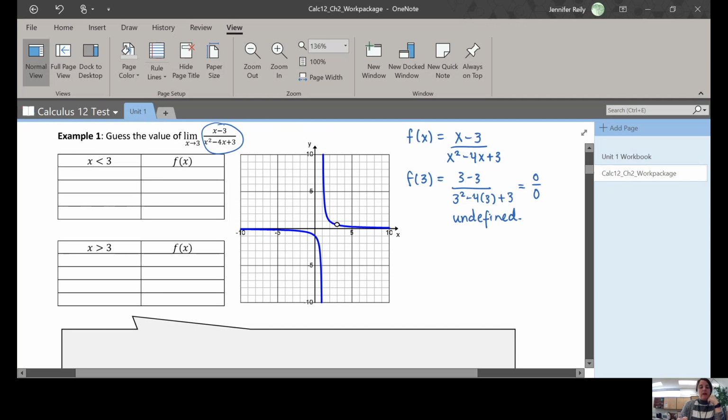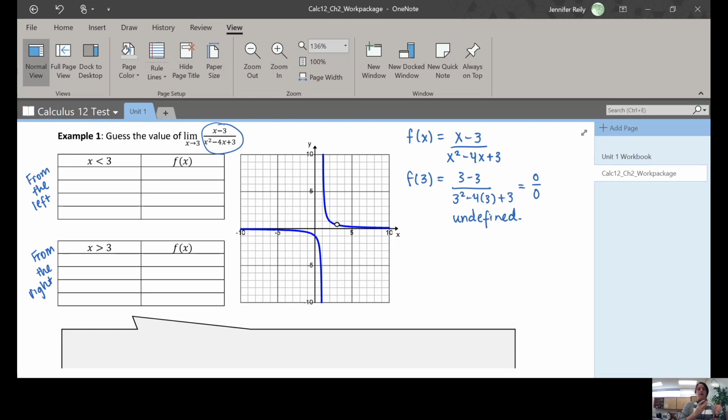So when you make a table, we need to approach this value 3 from the left and the right. So I'm going to say from the left here and from the right. So what I mean by the left is values that are a little bit less than 3 and getting closer and closer on that side. And then on the right means values that are greater than 3, but getting closer and closer from the right side.